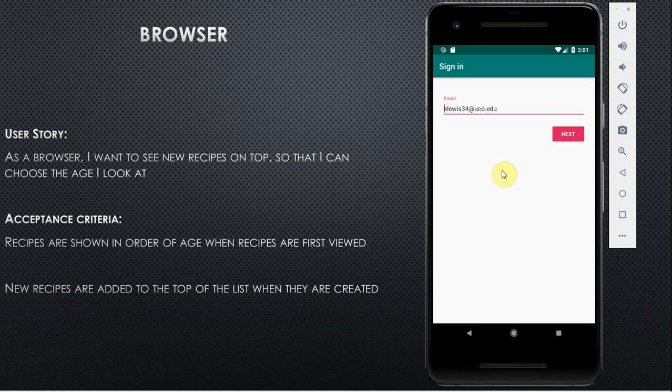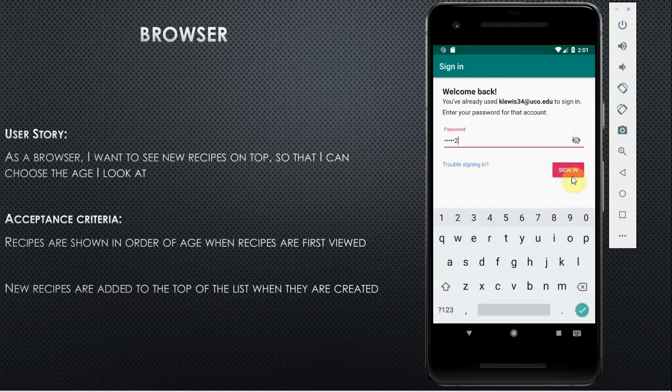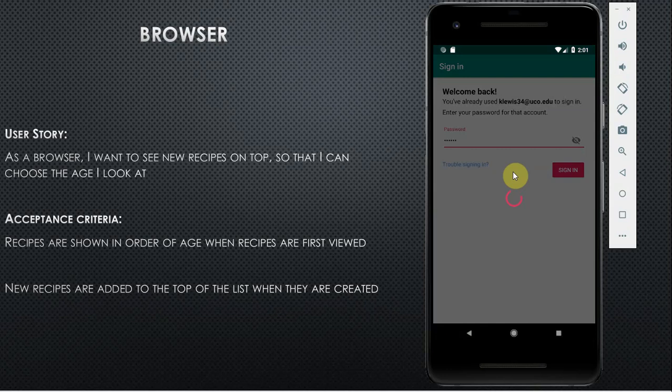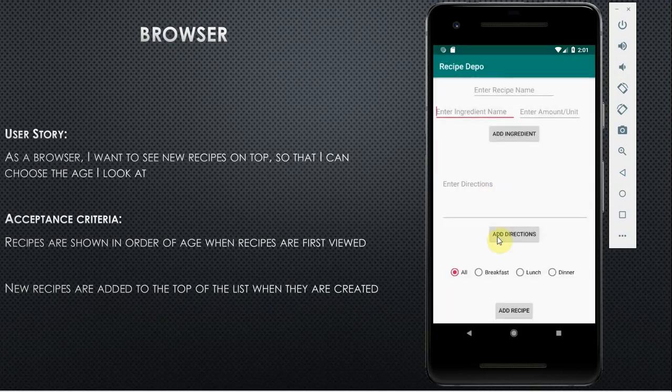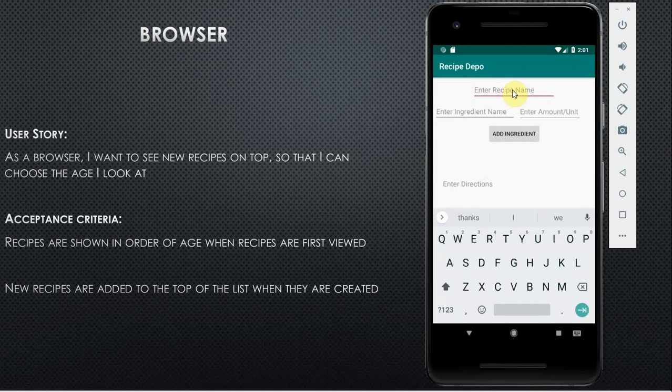So we'll sign in here. Create a new recipe. Let's say we want to make hash browns. So we'll need one potato, one whole, and we need some butter, 2 tablespoons, add, and salt.